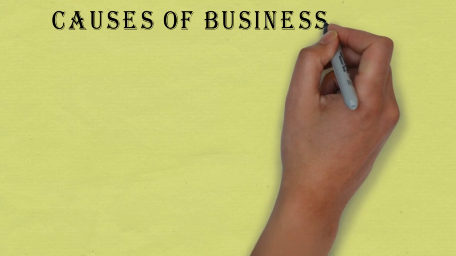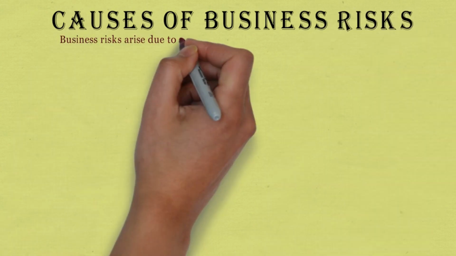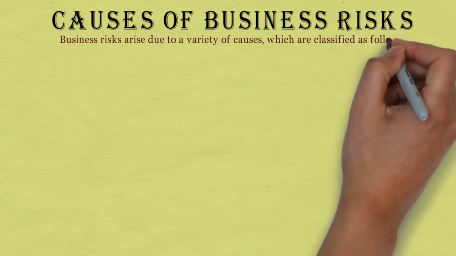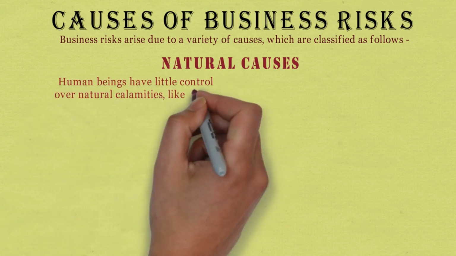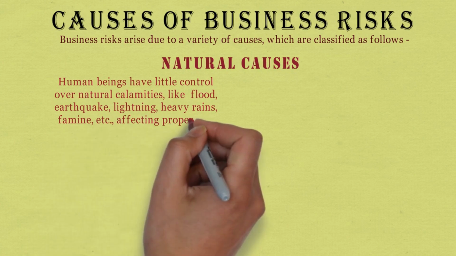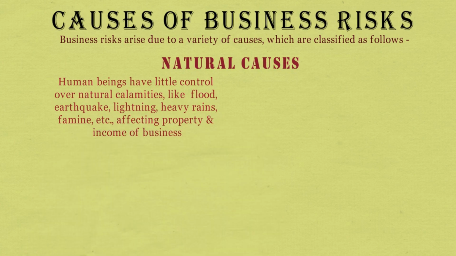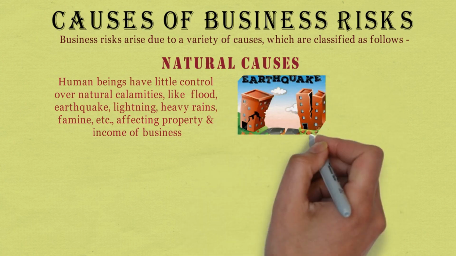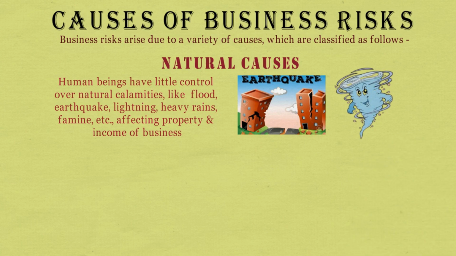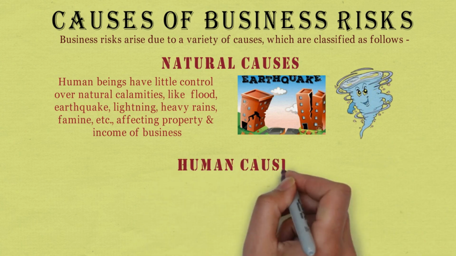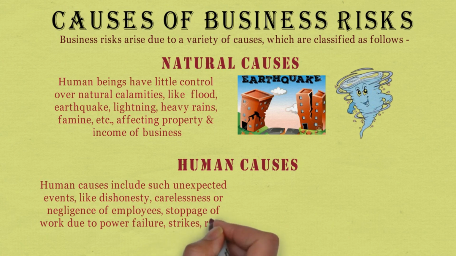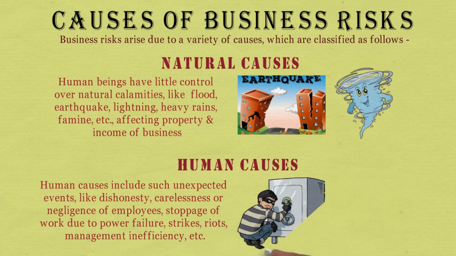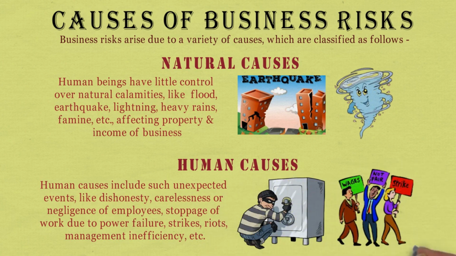Causes of business risks. Business risks arise due to a variety of causes. Let's discuss them. Natural causes. Human beings have little control over natural calamities like flood, heavy rains, lightning, earthquake, affecting property and income of business. Human causes. Human causes include such unexpected events like dishonesty, carelessness, or negligence of employees, stoppage of work due to power failure, strike, riots, management inefficiency, etc.